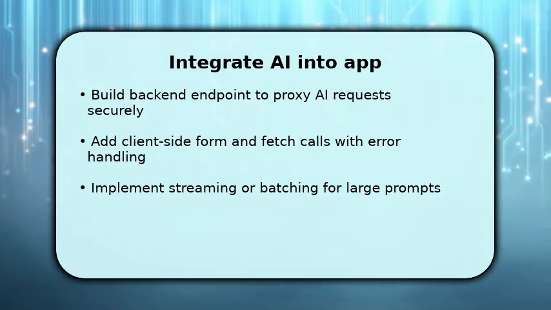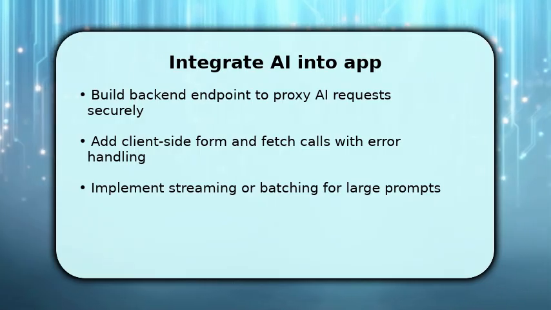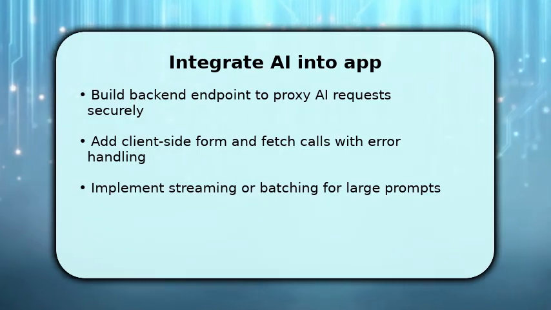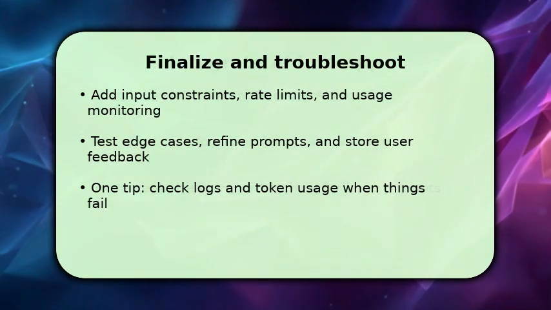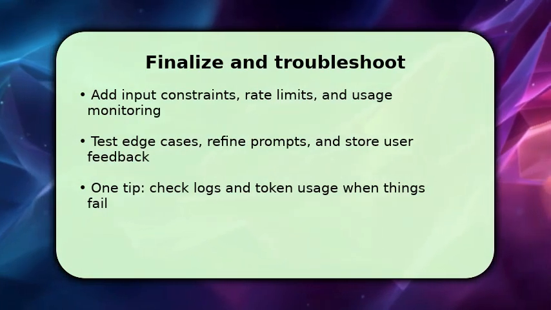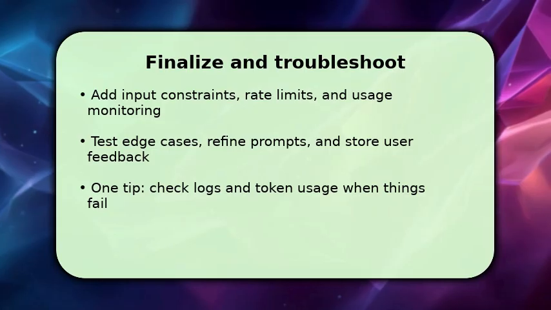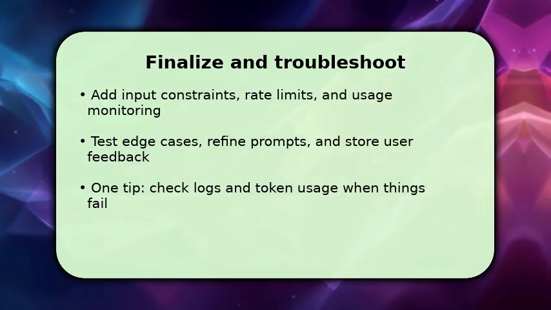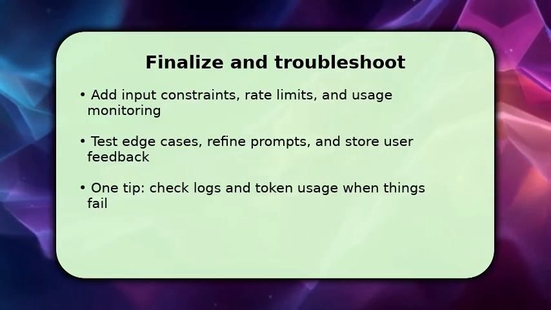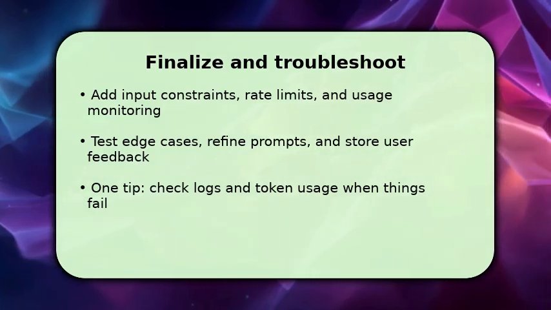If responses are slow, implement request timeouts and retries. Finalize by hardening the system. Add input length limits, rate limiting, and monitor token usage and latency in production. Once done, polish prompts with examples and system instructions to improve accuracy, and store user feedback for iteration. Deploy behind HTTPS and rotate keys periodically.